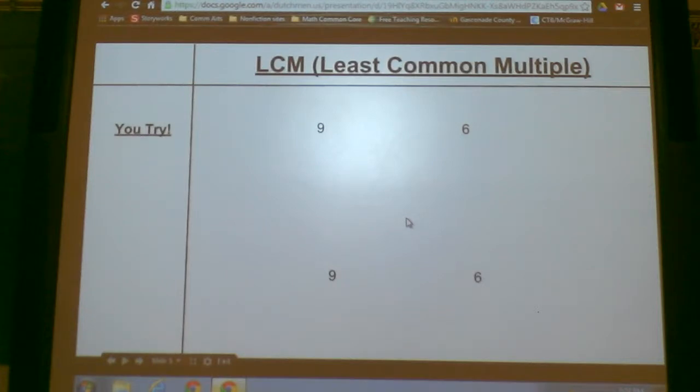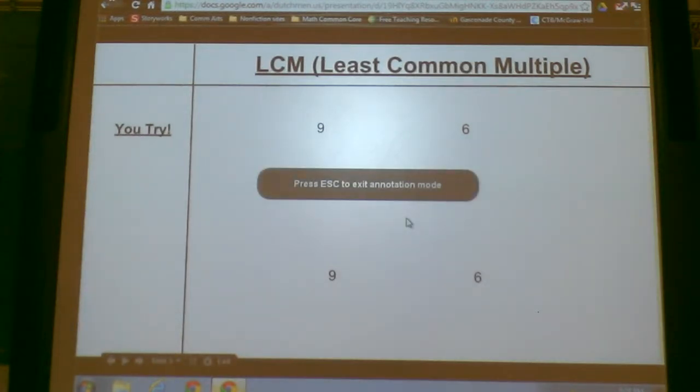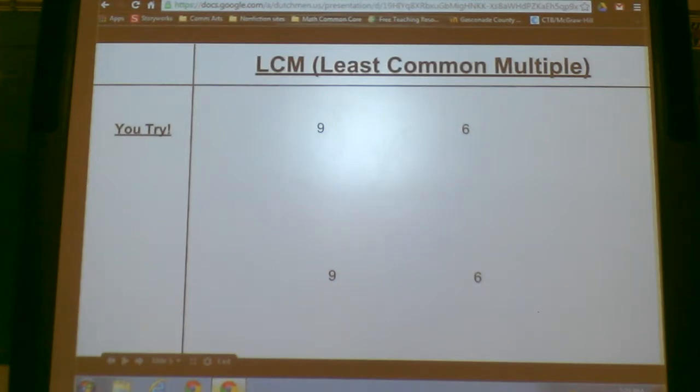Let's do a practice problem together. So let's work out 9 and 6. First thing we're going to do is factor tree, and then we'll do step division. So if I'm factoring out 9, what two numbers multiply to 9? Good. Are either of those prime? Good, they both are, so we're circling. What two numbers multiply to 6? Good. Are they prime?